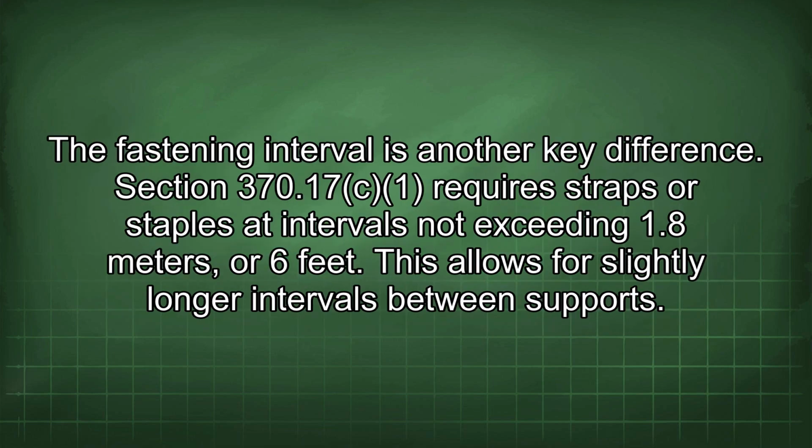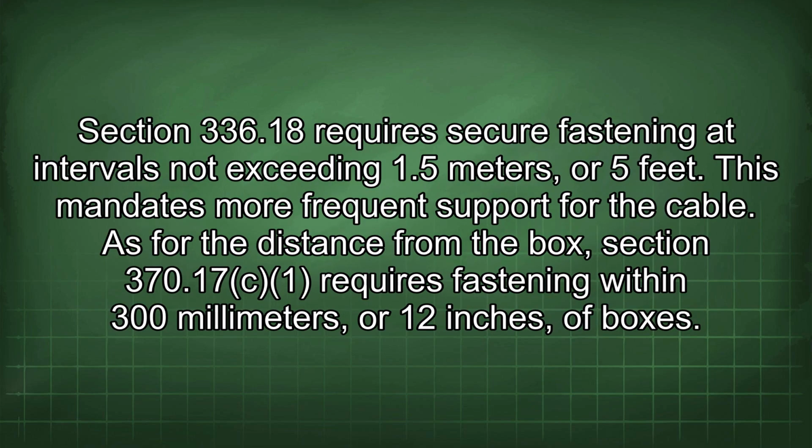The fastening interval is another key difference. Section 370.17 CON requires straps or staples at intervals not exceeding 1.8 meters or 6 feet. This allows for slightly longer intervals between supports. Section 336.18 requires secure fastening at intervals not exceeding 1.5 meters or 5 feet. This mandates more frequent support for the cable.